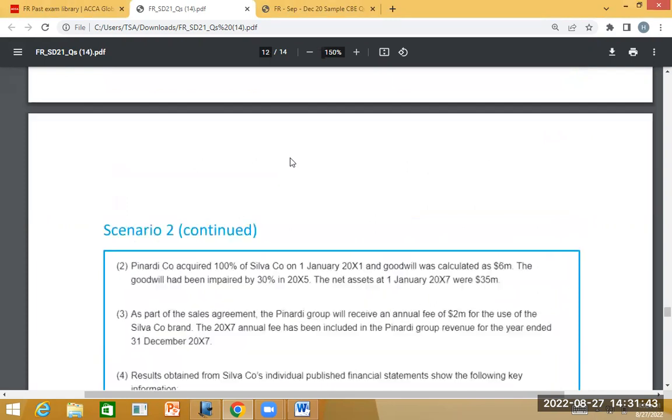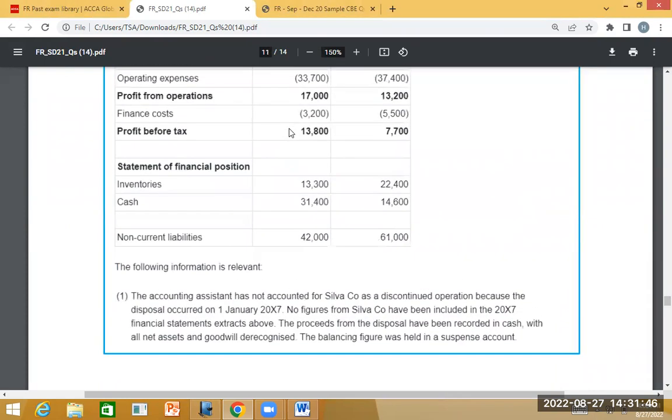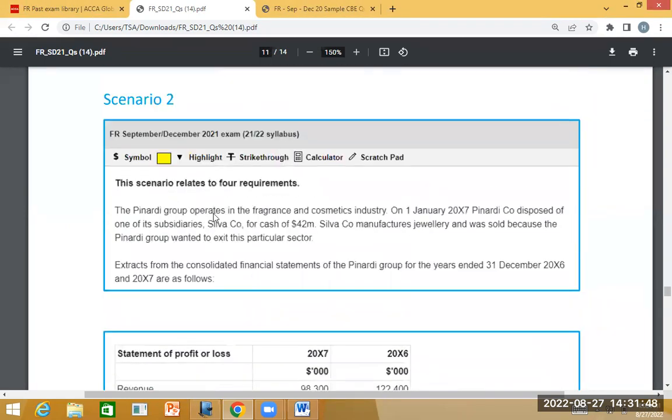So right now we are going to start reading this question. Pinati Group operates in the fragrance and cosmetic industry. On 1st January 2007, Pinati Group disposed of one of its subsidiaries. Again, this is a case of disposal of the subsidiary, but right now we are selling it on 1st January.